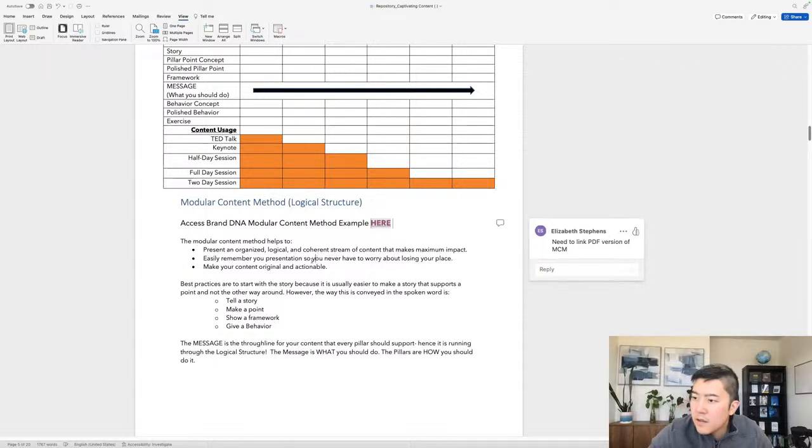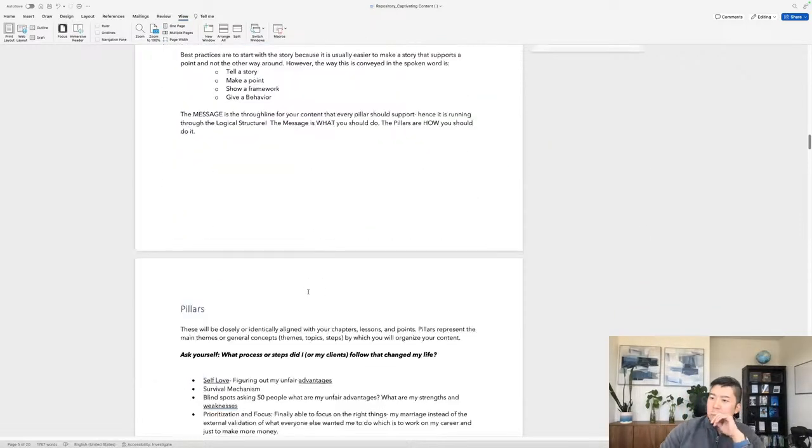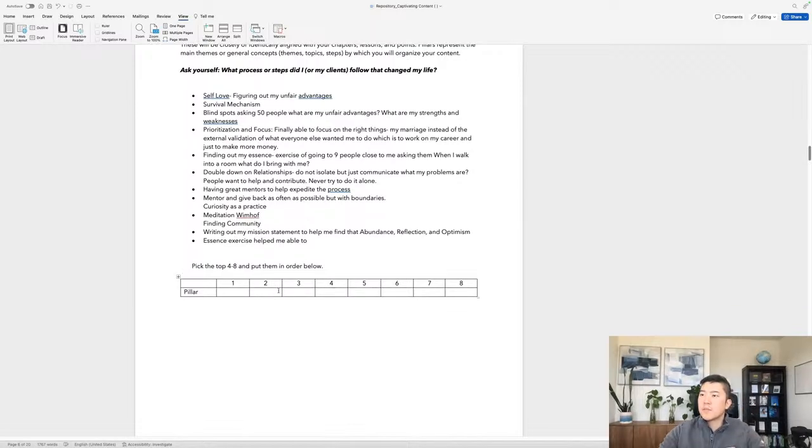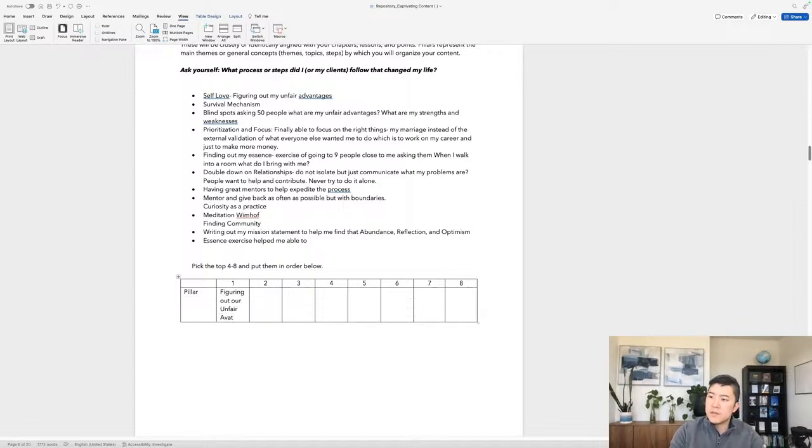Captivating content. Pick the top 4 or 8 and put them in the order. So first, most important thing is figuring out your unfair advantages. Next one is a survival mechanism. Essence. Ways of being exercise versus doing. Essence. What else?